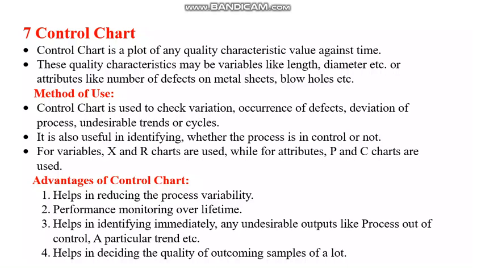If you say plus or minus 0.02 mm, it should be within that. Suppose it is going towards one side, then we call it a trend. That trend can be because of some particular problem in the machine or something like that. Such trends can be identified immediately. If you plot these charts, then they help in deciding the quality of outgoing samples of a lot. So these are the various advantages of the control charts.